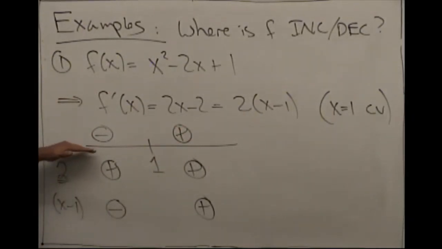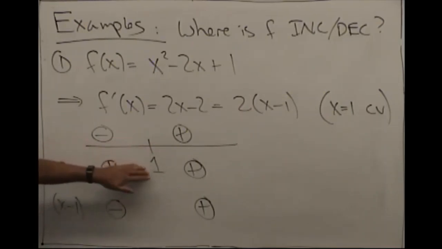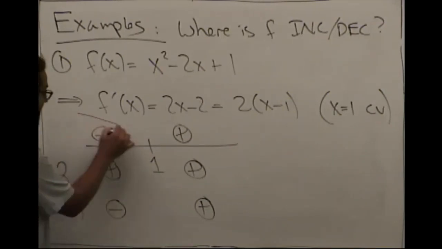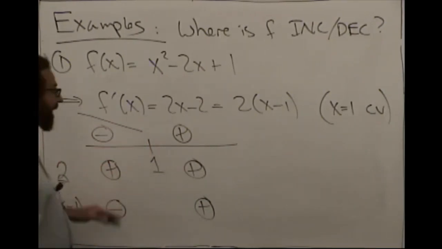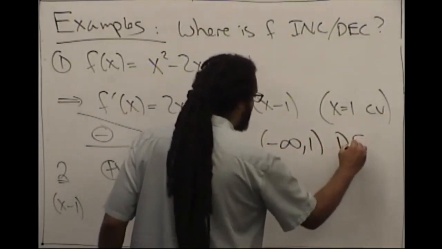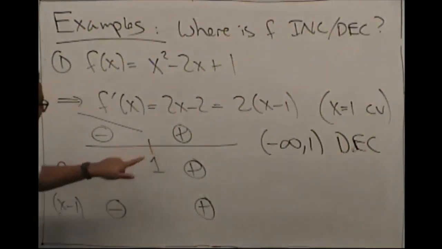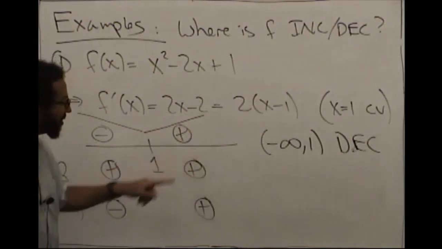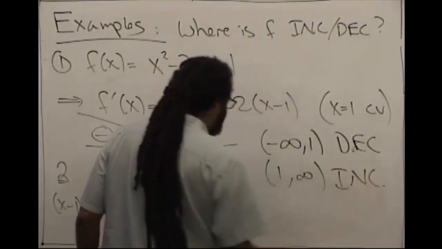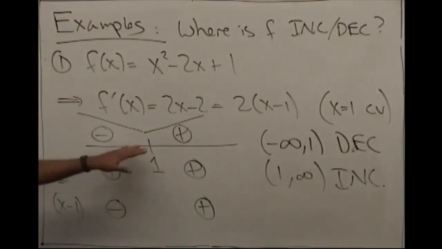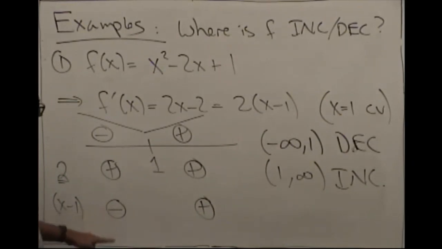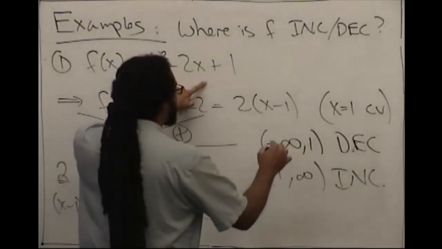So the derivative is negative everywhere on the interval from negative infinity to 1. So we can see that the thing is decreasing, right? Decreasing on the interval from negative infinity to 1. Right, and the thing is increasing on the interval from 1 to infinity. Right, so this would be a good final answer for where is the function increasing and where is the function decreasing. By the way, here's what this thing looks like.